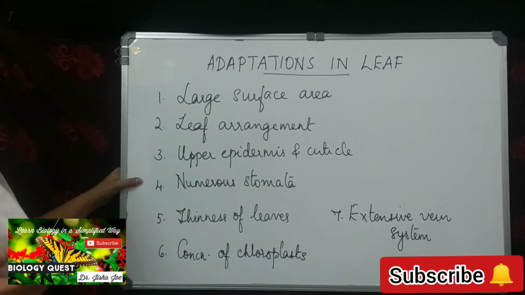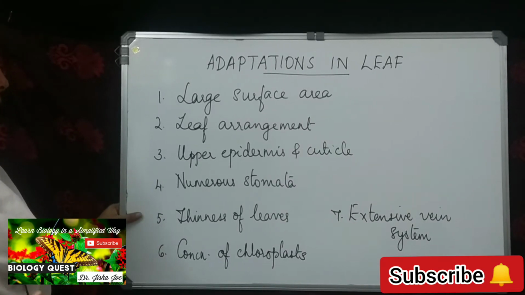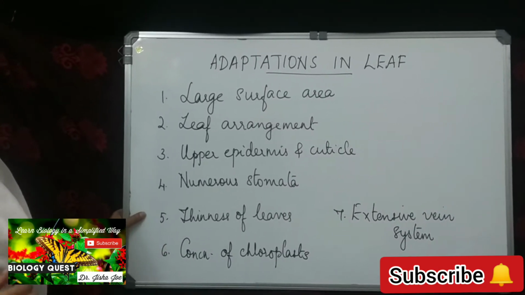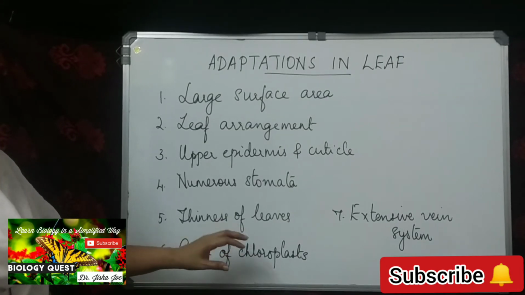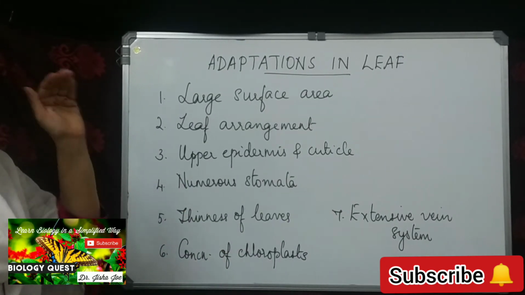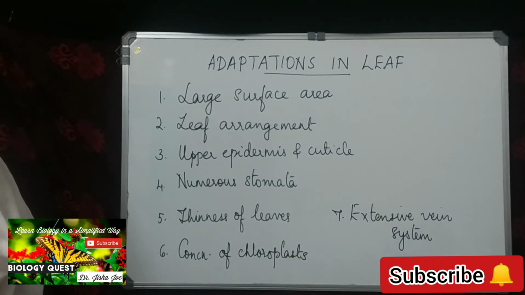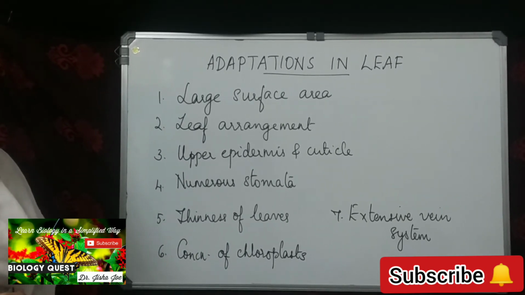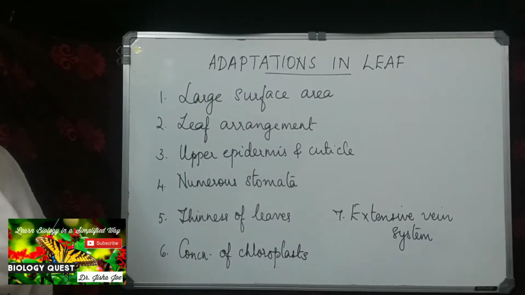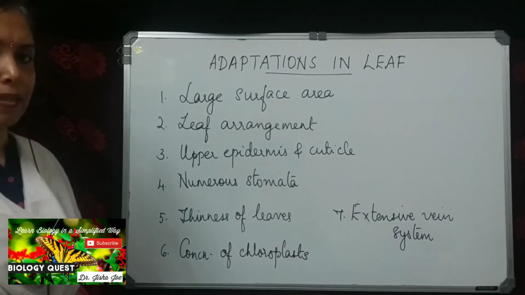Numerous stomata so as to allow rapid exchange of gases. Then thinness of leaves allows easy transport of substances within the cells of the leaves. Concentration of chloroplast. Chloroplast is more concentrated in the palisade layer of the mesophyll. And the extensive vein system in leaves also helps in the rapid transport of substances to and from the mesophyll cells. So this is important. What are the adaptations in leaves to help the leaves in the process of photosynthesis?